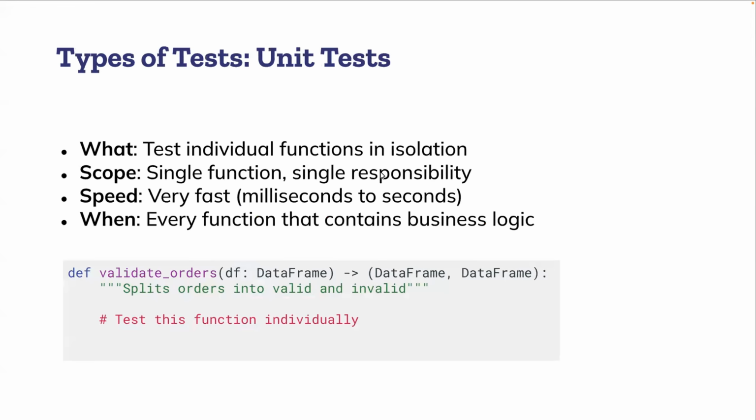So we're going to talk about the types of tests, which you're all probably familiar with. So we got the unit tests, where we're testing our individual functions in isolation. It is single responsibility, usually very fast to test these, and I think basically we should use that anytime we have a function. I think anytime we have a transformation, anytime a type of logic, I think we should write unit tests for it. So there we go. We have a quick sample code for validating a data frame. We've got our orders, and basically we have to test that individually.